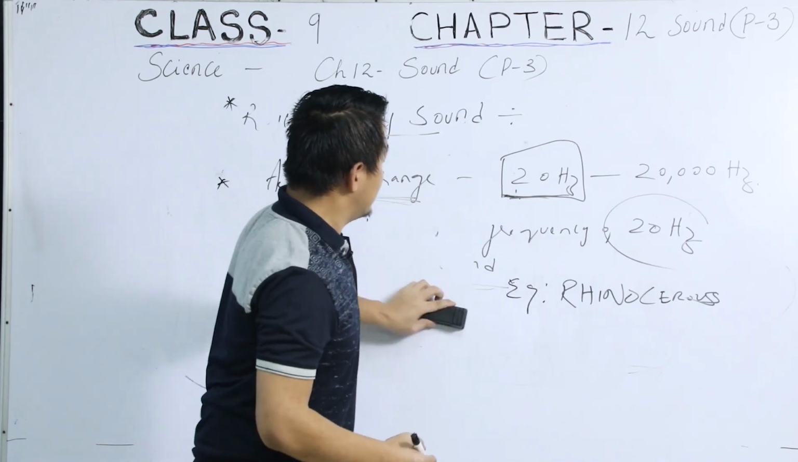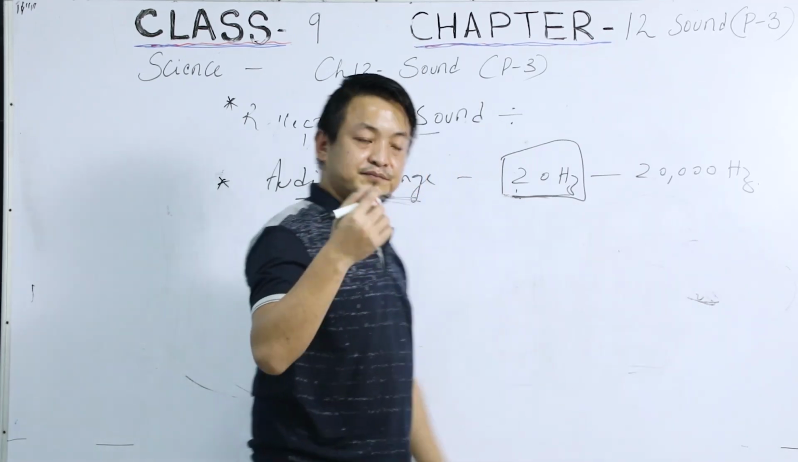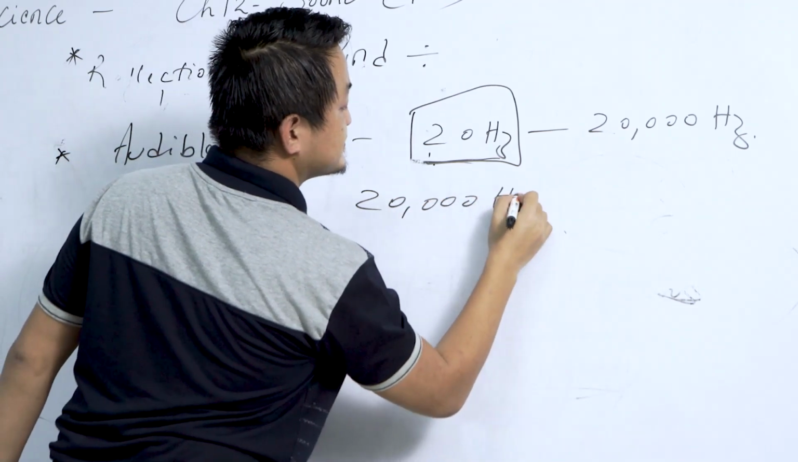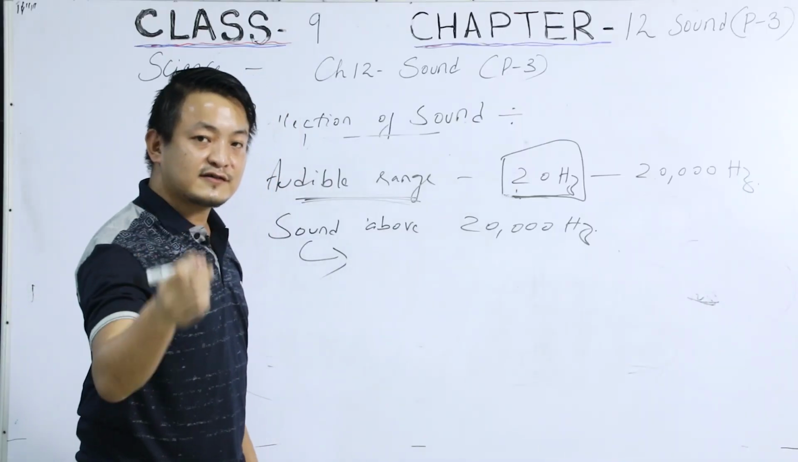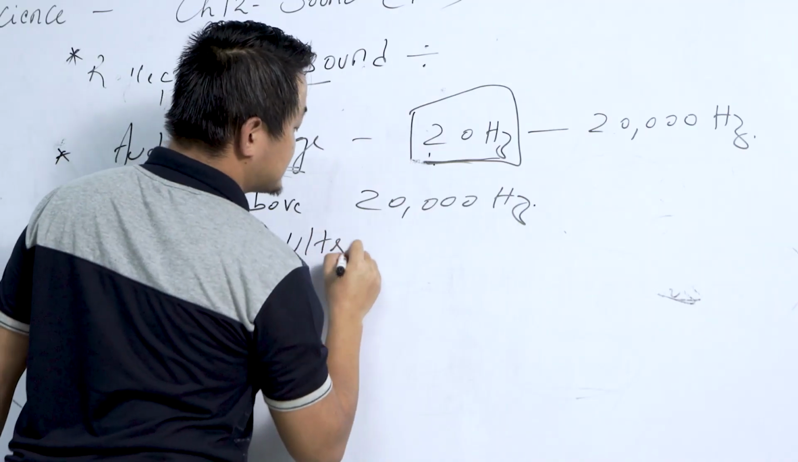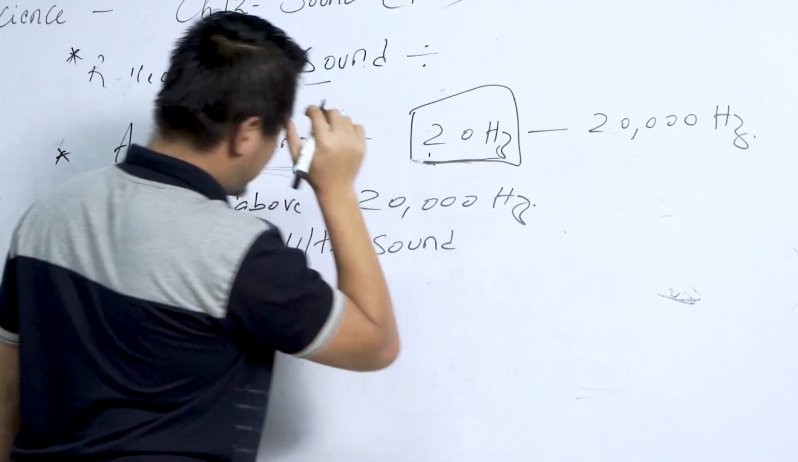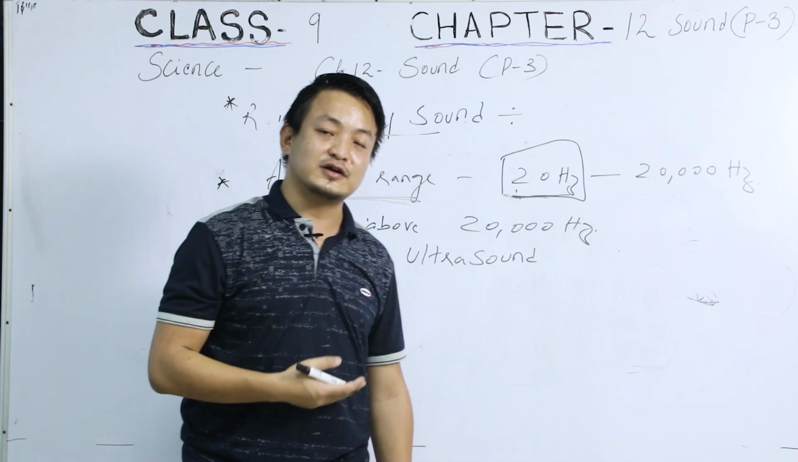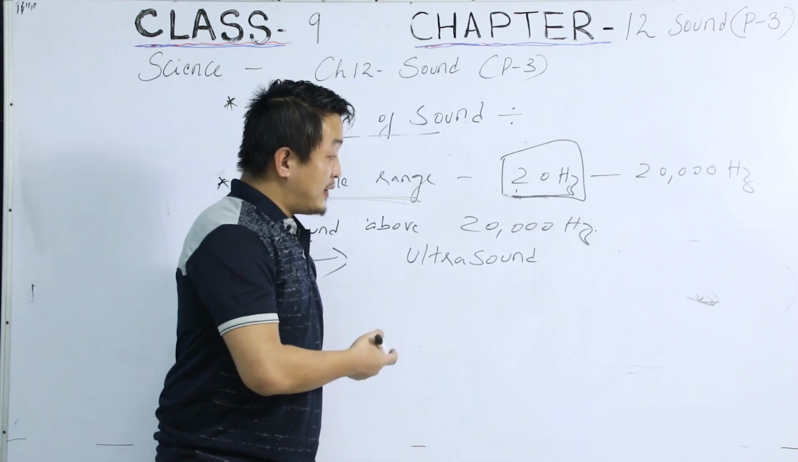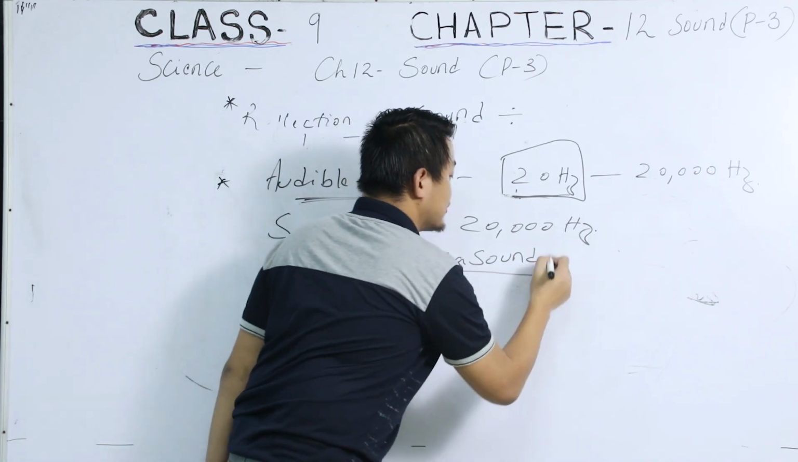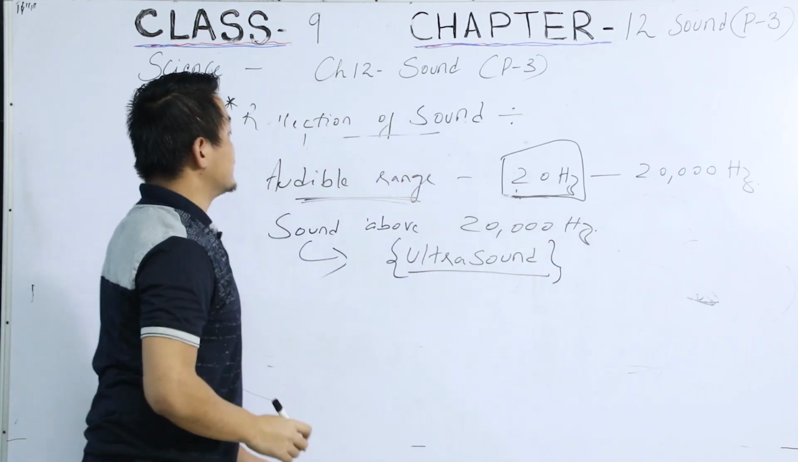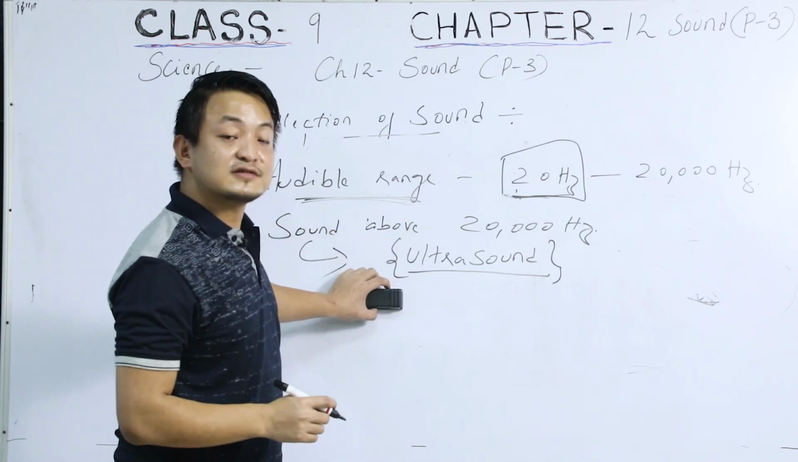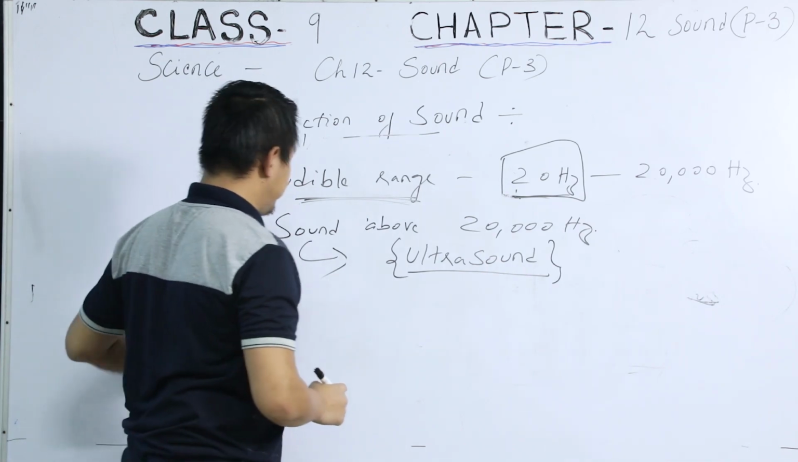Now, sound above 20,000 hertz is known as ultrasound. Clear? Infra is below, ultra is above. Infra is below 20 hertz, ultra is above 20,000 hertz. So keep this in mind. That was about the audible range, and then infrasound and ultrasound, these are important, so you can note it down.